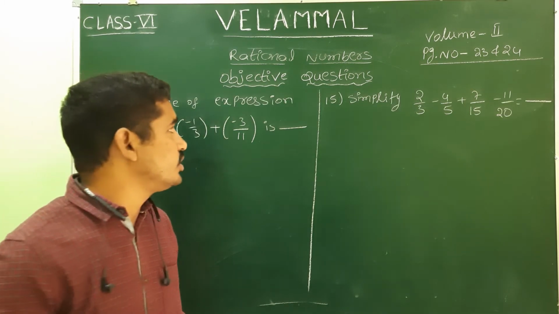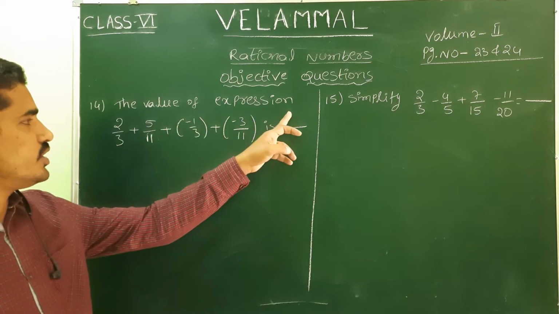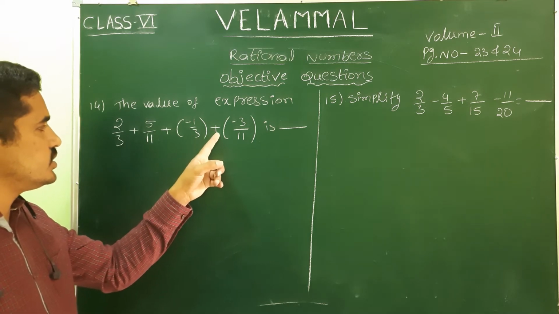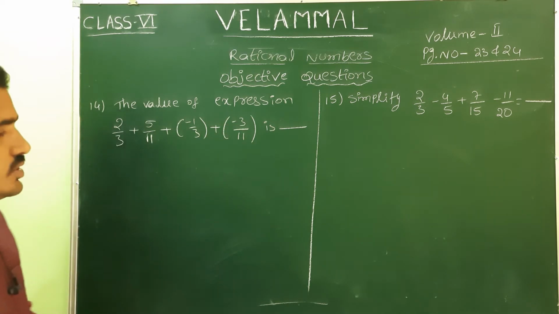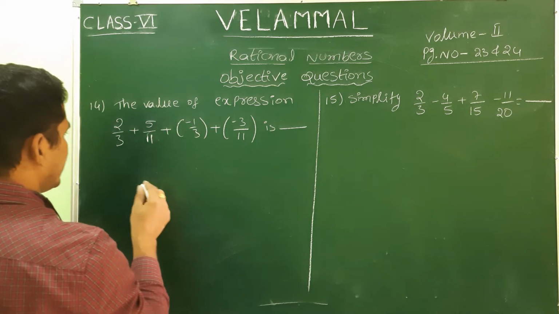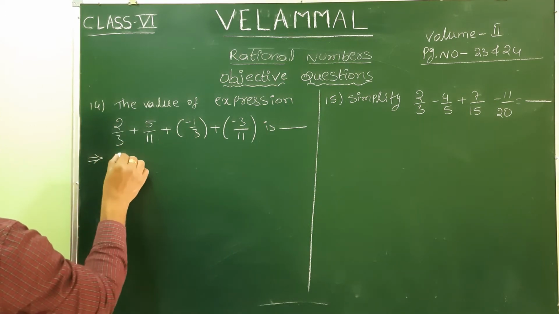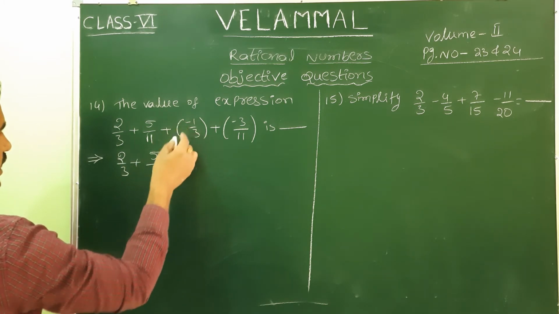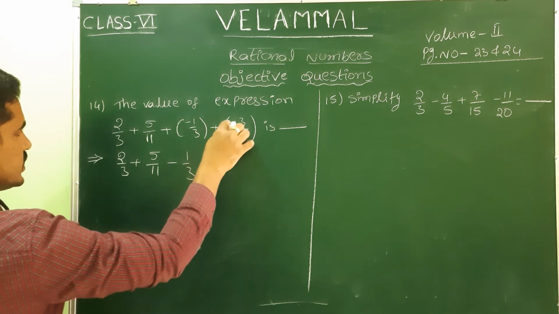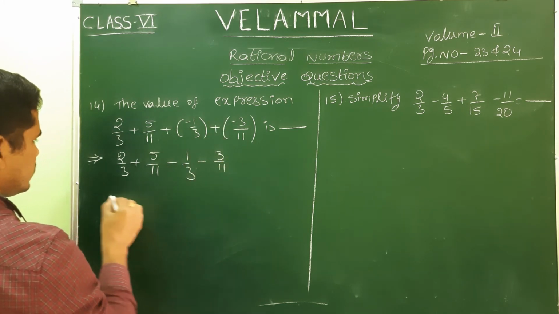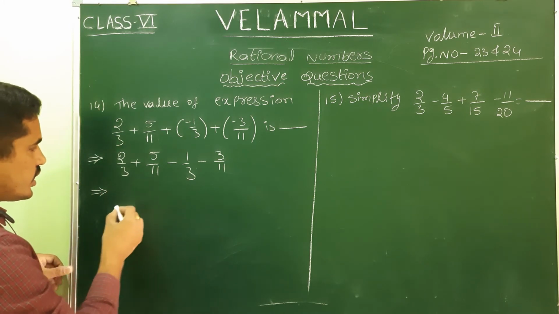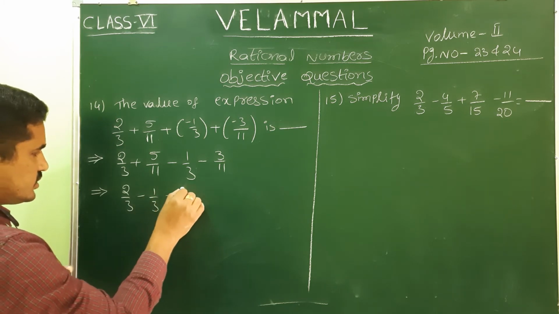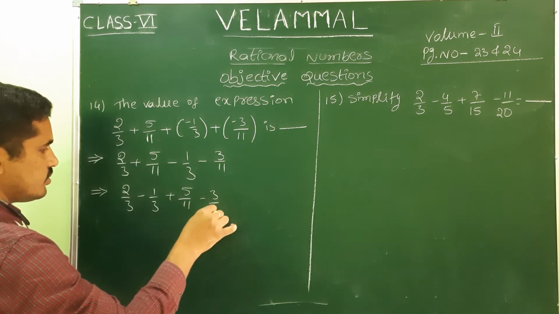Next we have the 14th question. The value of the expression 2 by 3 plus 5 by 11 plus minus 1 by 3 plus minus 3 by 11 is dash. First we remove the brackets: 2 by 3 plus 5 by 11 plus minus 1 by 3 plus minus 3 by 11. Rearranging this, we can write 2 by 3 minus 1 by 3 plus 5 by 11 minus 3 by 11.